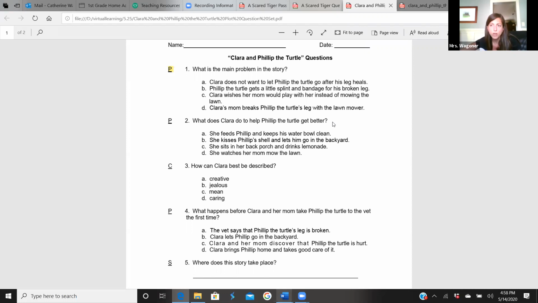All right, we have one more question, and this is going to be a writing question, so you're going to have to just write a few words. Number 5, where does this story take place? So what is the setting? What is the setting of this story?